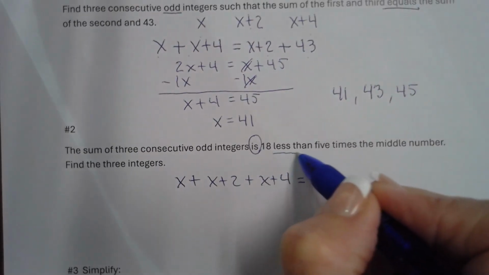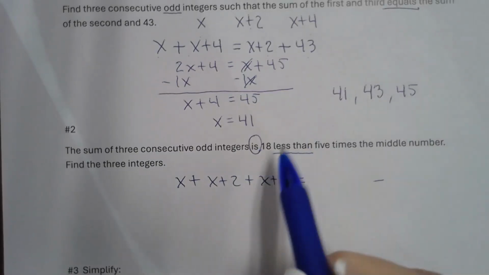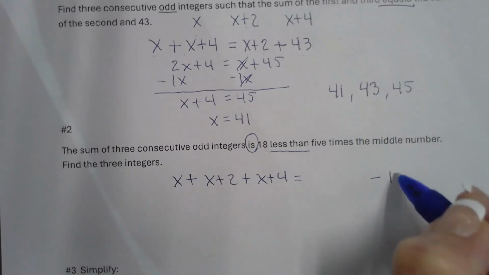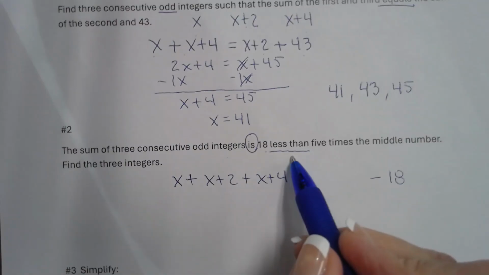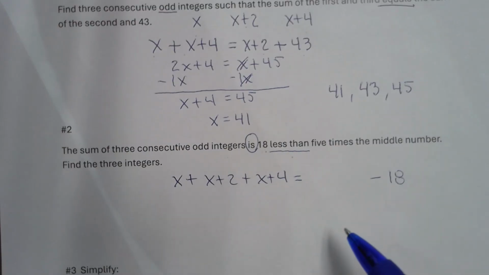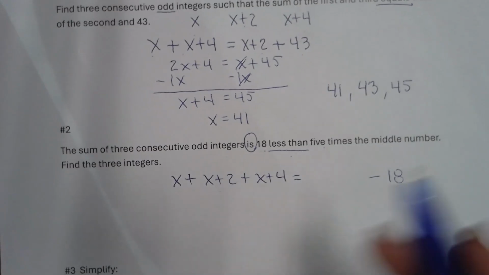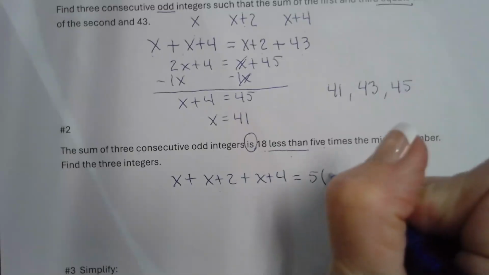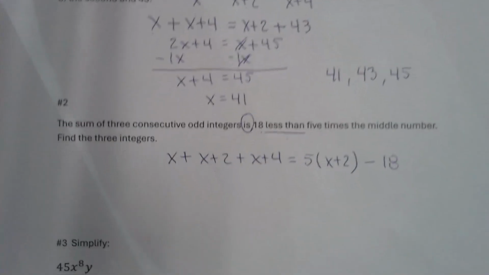18 less than, and remember less than is a subtraction. It's also a turnaround phrase, so the 18 goes in the back. Might want to remember this for the exit ticket. And what goes in the front is 5 times the middle number. There's the middle number. It's 5 times the middle number. So that's the setup.